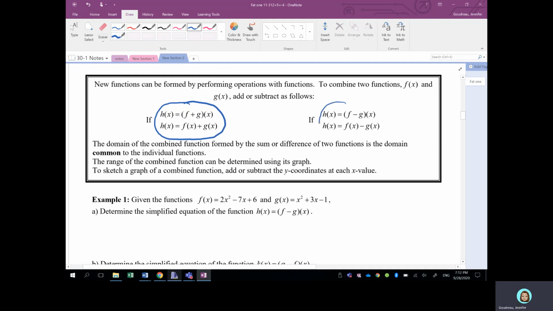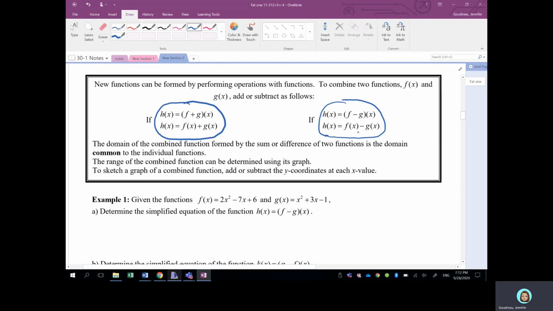Similar with subtraction, if we are creating a combined function by subtracting two functions, we can write it as f minus g at x or f at x minus g at x. They mean the same thing. It means we are creating a new function by subtracting two functions.